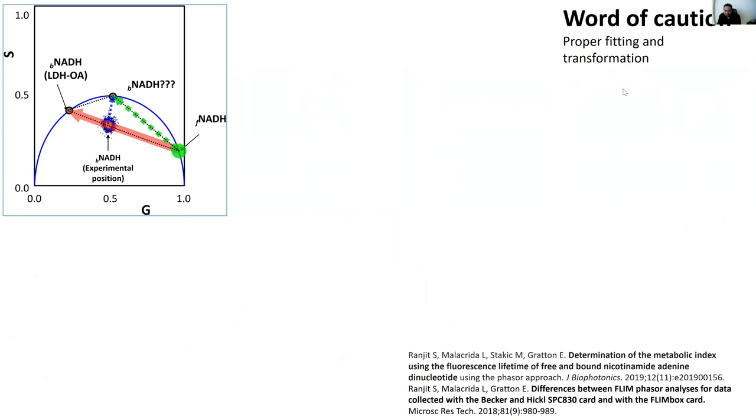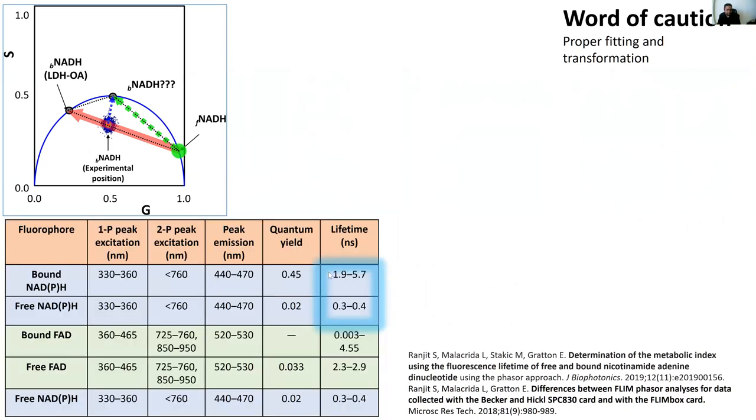there is a word of caution, and these are the papers that Lionel was talking about before we started. If you look at the publications on phasor, you see different trajectories for NADH, and different positions for bound NADH. Some people put it here, some people put it in the middle. Why? Well, one reason comes from the difference in the bound NADH lifetime, because depending on what protein it is binding to, it can have a different lifetime, and that would change the position here.